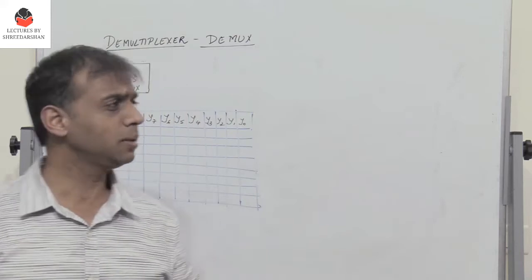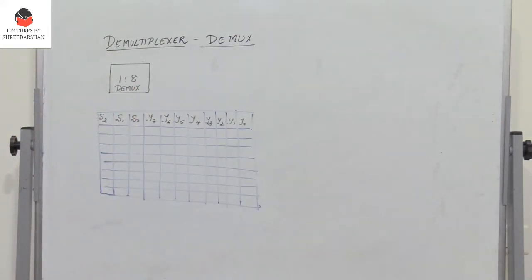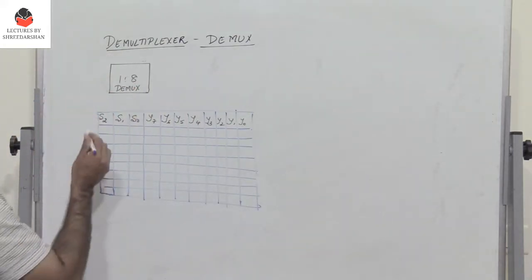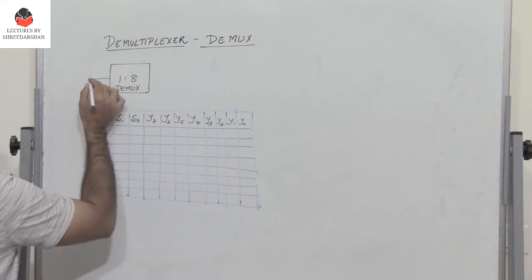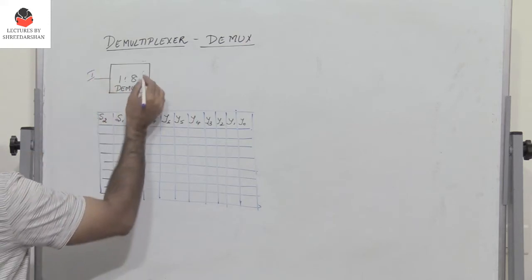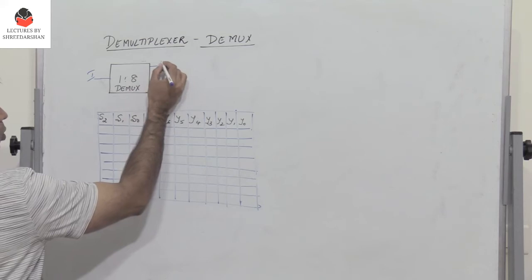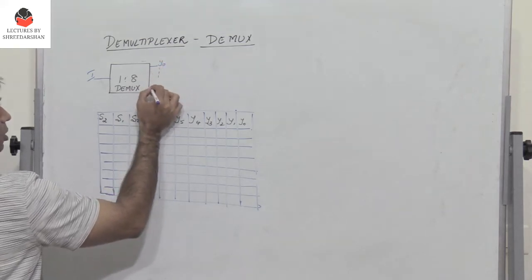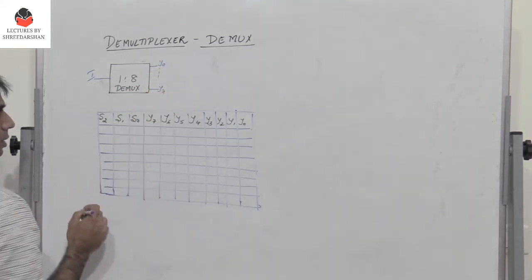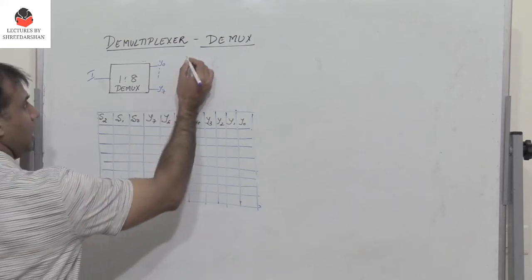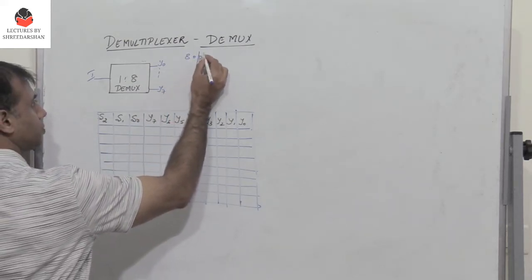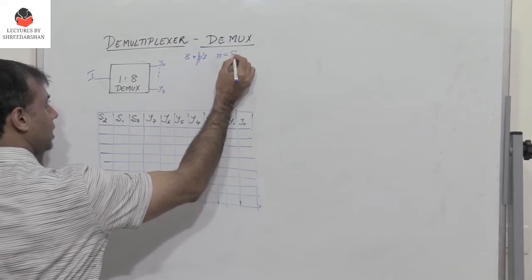Now what is a demultiplexer? Very briefly, a demultiplexer has a single input and multiple outputs. So here I have a single input I and you have 8 outputs. I call them y0 to y7. Since there are 8 outputs, the value of n is 8.